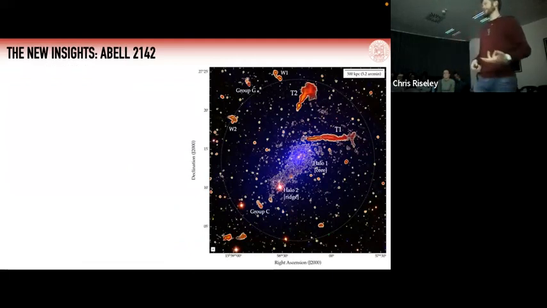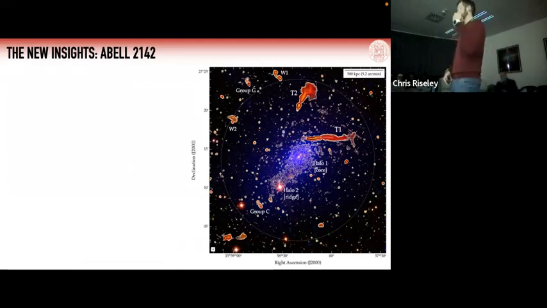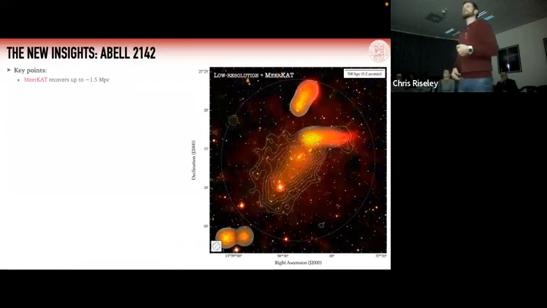Abell 2142 is the next cluster that I'm working on. It's quite different. It's dynamically disturbed. It's a merging system. It's very interesting. The key points: MeerKAT recovers, once we subtract all of the radio sources apart from these two embedded radio galaxies, which were painful, but I actually have dealt with them. I just haven't updated this plot. And also this radio galaxy.